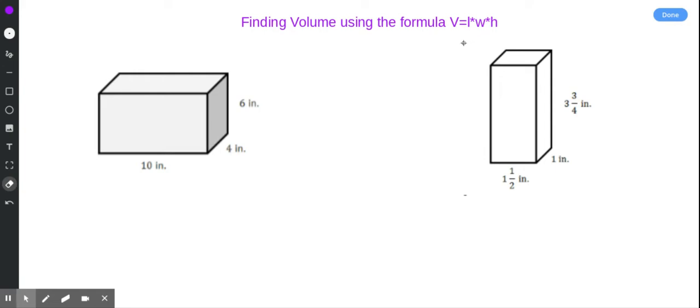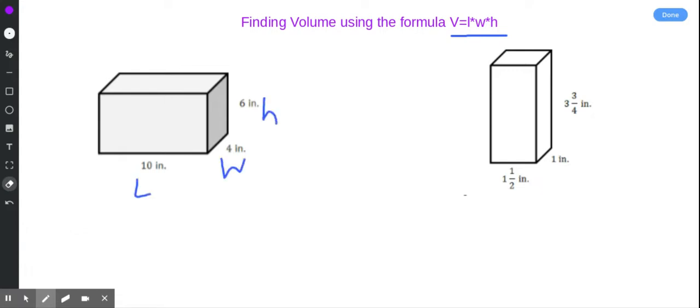Today we're going to be finding volume using the formula length times width times height. Here's the formula right here. Volume is how many units you can fit inside of a 3D shape, like this rectangular prism here. So we are going to do your label, your length, your width, and your height.